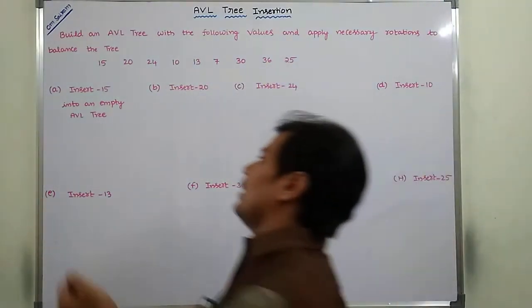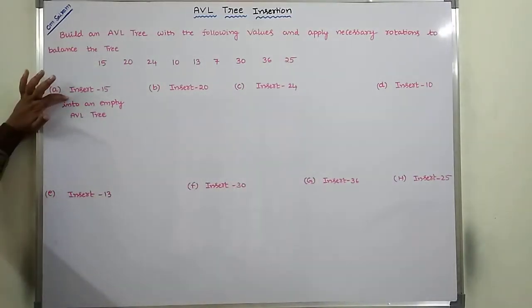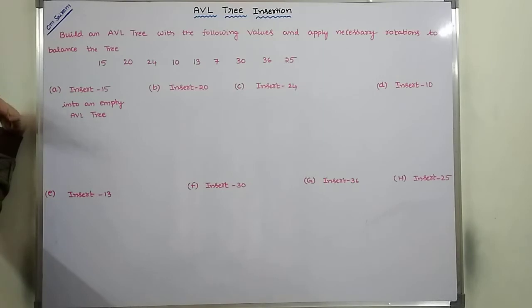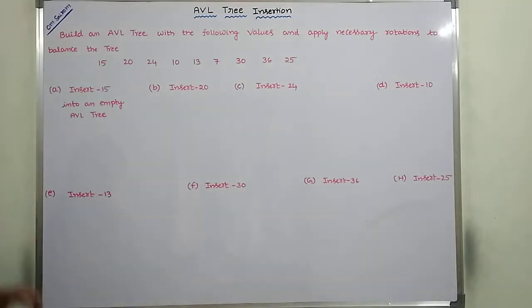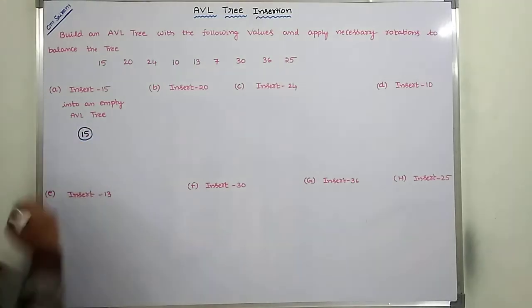Okay, the first element is 15. Now insert 15 into the empty AVL tree. So 15 can be inserted into the empty AVL tree.